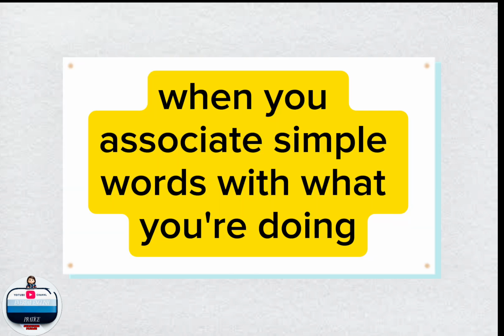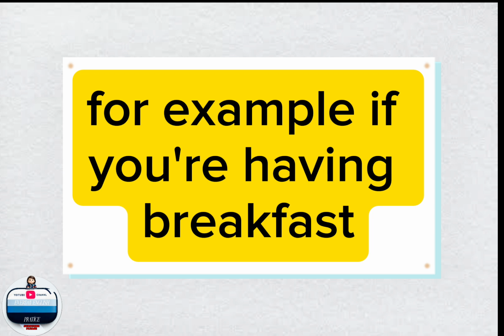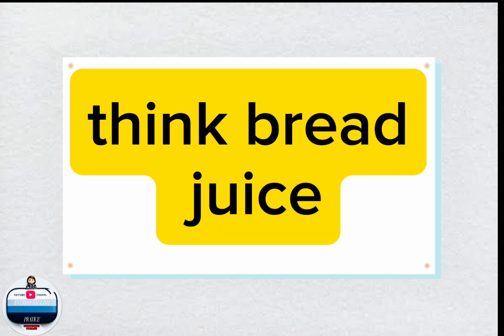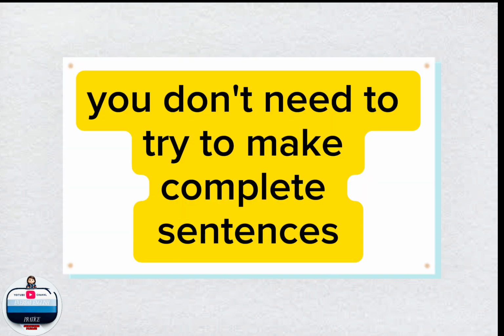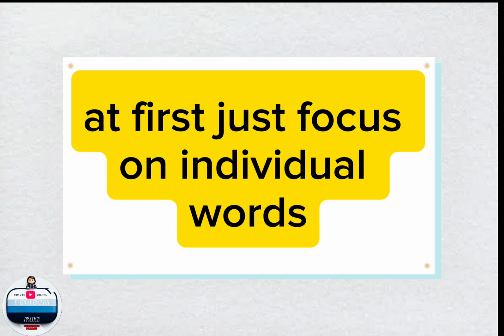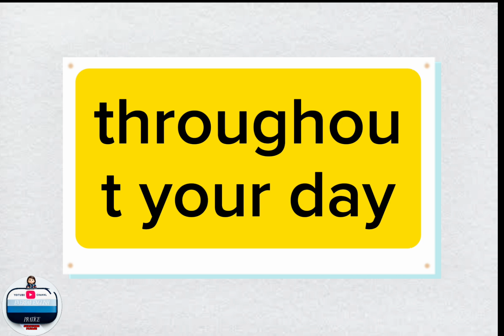When you associate simple words with what you're doing or seeing, it will help your brain get used to thinking in English. For example, if you're having breakfast, think bread, juice, egg, apple, and so on. You don't need to try to make complete sentences at first. Just focus on individual words and begin to recognize how often you already use them throughout your day.